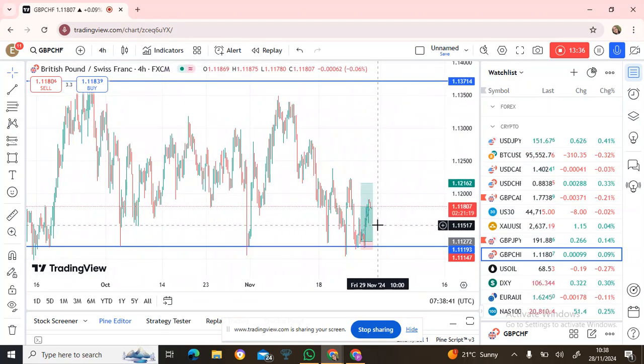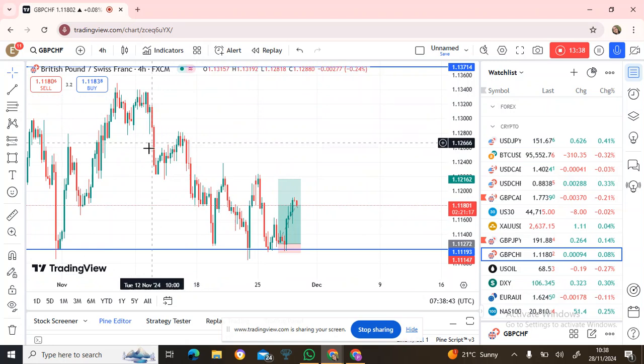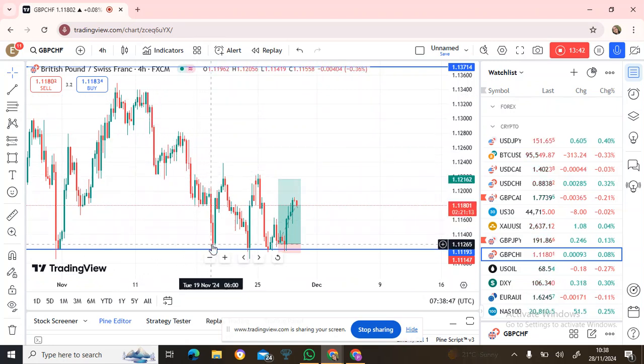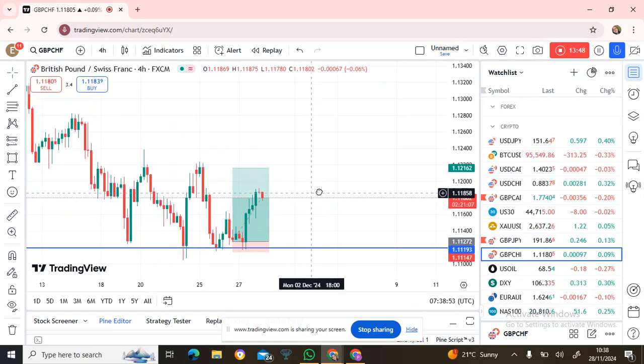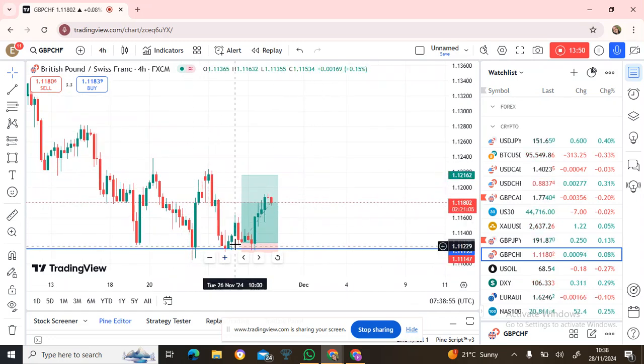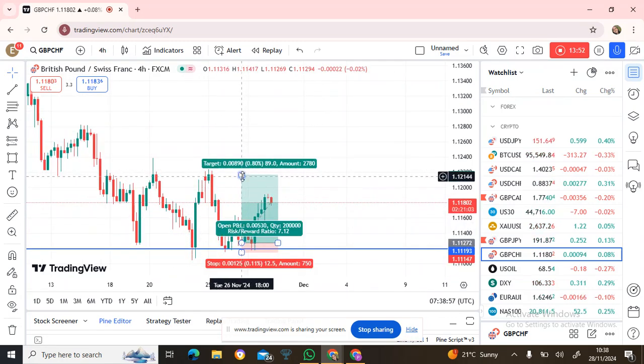You can see GBP CHF is on a downtrend, then we have this demand zone. The market did not manage to break it, and yesterday we formed a beautiful double bottom. And now we took our long. We are going to exit around this zone.